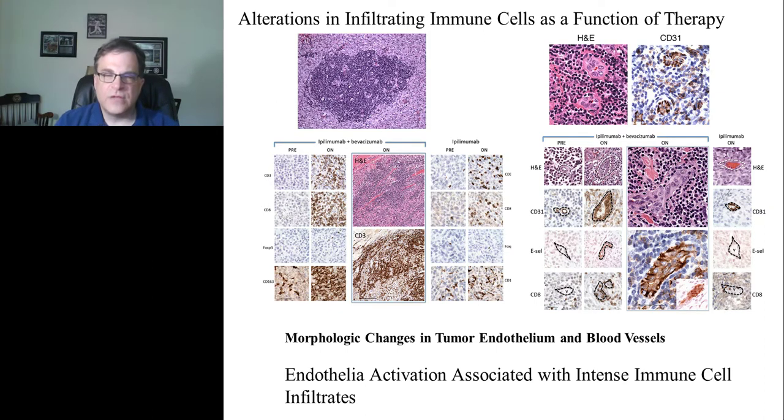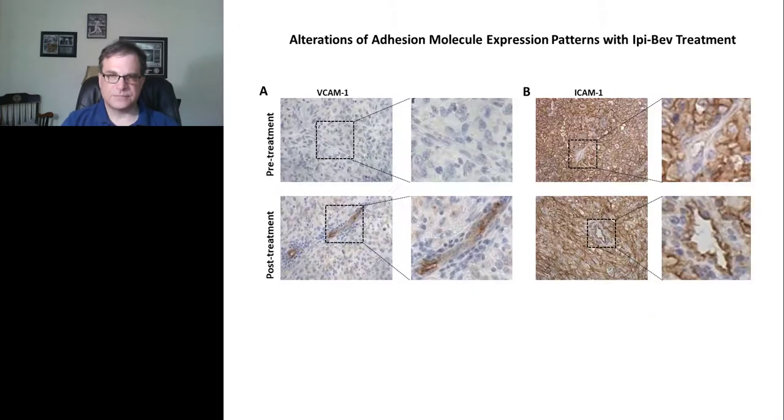But we also saw morphologically that the CD31 endothelium of the blood vessels changed. They became more plump and columnar, and they also seem to have biochemical activation markers such as upregulation of E-selectin. Surrounding these blood vessels was a very robust lymphocytic immune infiltrate that seemed to be much more so than in patients who got Ipi alone. So it suggested that VEGF blockade could be activating these endothelium both morphologically and biochemically to facilitate lymphocyte trafficking from the blood into the tumor microenvironment.